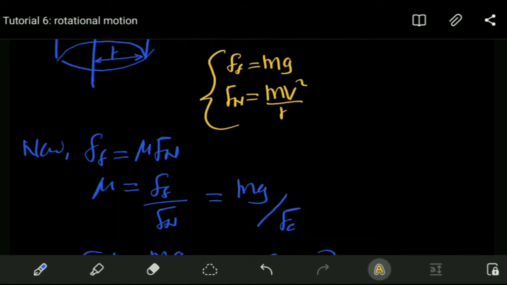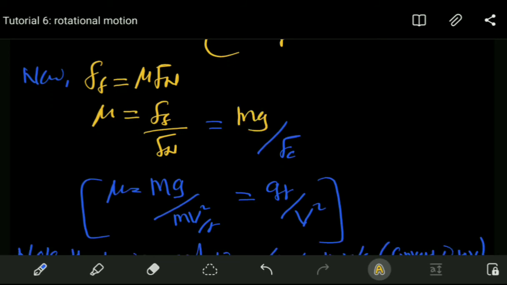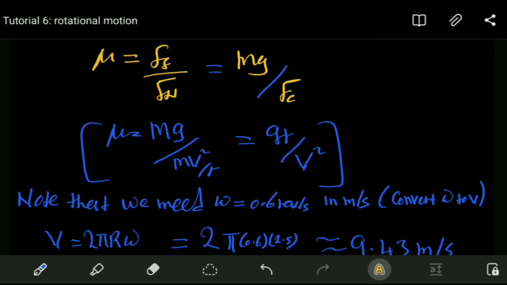Okay, so now we also know that frictional force is given by the coefficient multiplied by the normal force, from which we can obtain our coefficient as frictional force over the normal force. We know that frictional force is mg, and the normal force is the centripetal force. If we substitute, we have mu equals mg over mv squared over r, giving us gr over v squared.